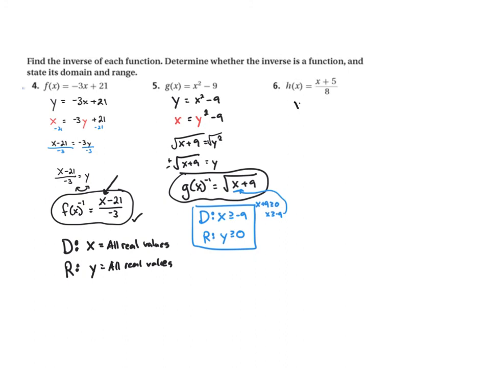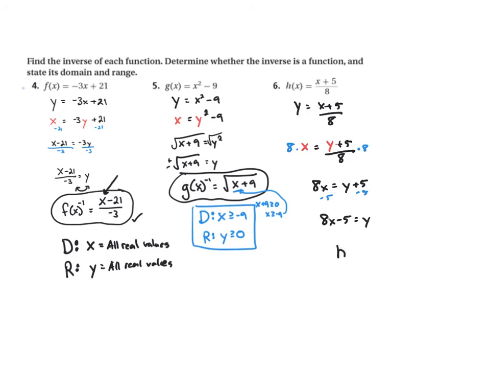All right, let's try this one right here. y equals (x plus 5) over 8. Switch x and y. x equals (y plus 5) over 8. All right, now we want to undo. So multiply by 8, multiply by 8. So now I get 8x is equal to y plus 5. Subtract 5, subtract 5. So now I'm going to get 8x minus 5 equals y.